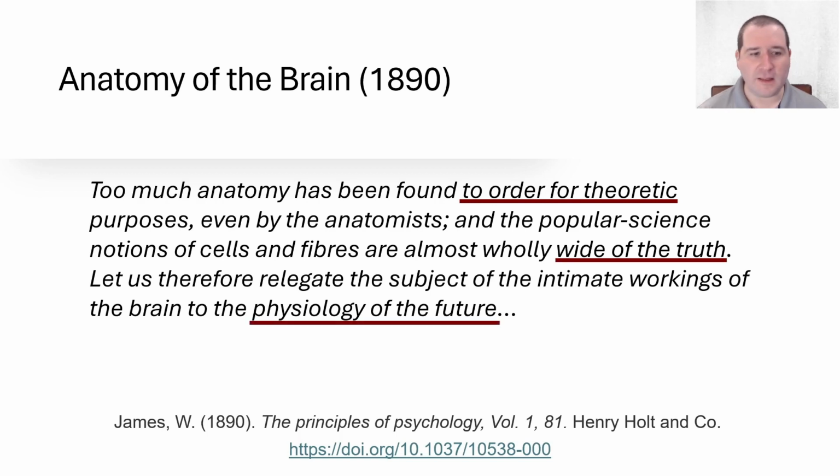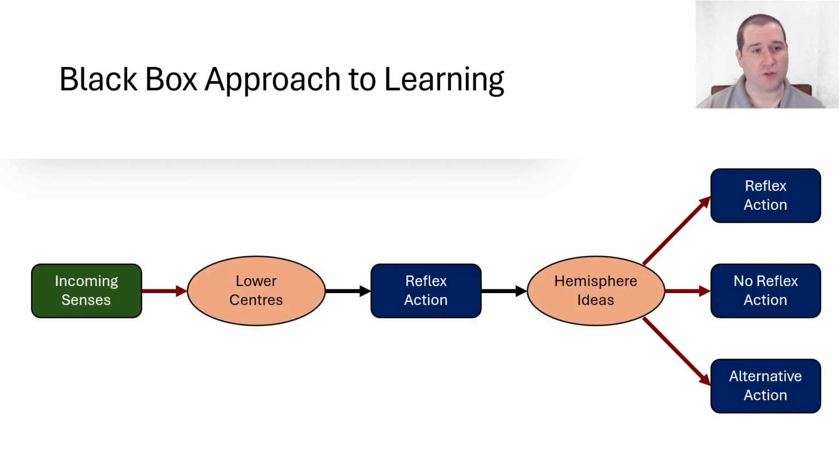But I just really love how he talks about leaving the intimate workings of the brain to the physiology of the future. I think this part is really key and really tells us a lot about our first learning theory and the context of it. They're saying they don't know enough anatomy to study the brain in detail yet, that we have to leave it for the future when we discover more. And you'll see the first kind of learning theory that takes off takes that approach.